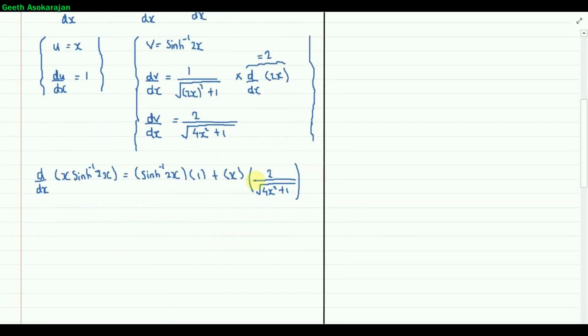Let's go one stage more and multiply out the brackets. The inverse hyperbolic sine 2x times 1, let's leave that as the inverse hyperbolic sine 2x, plus 2 times x is 2x, all divided by the square root of 4x squared plus 1.